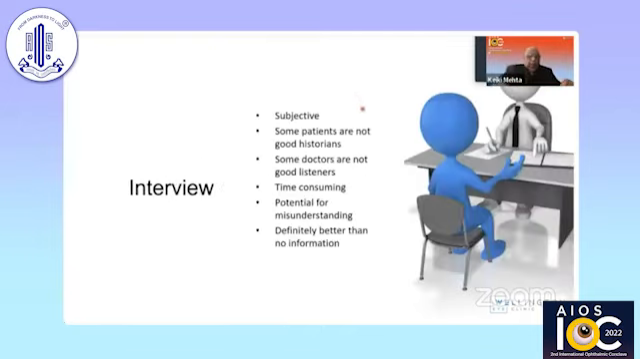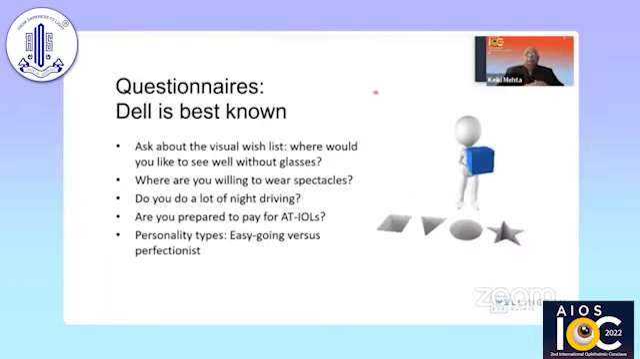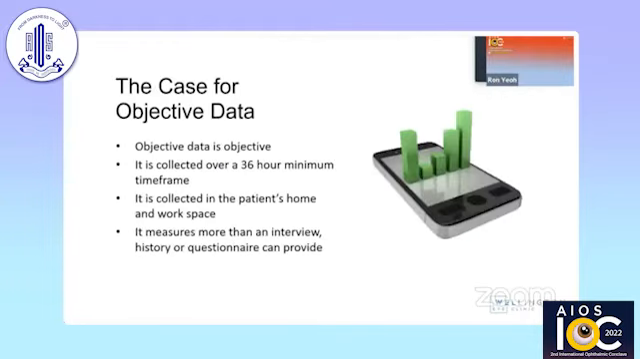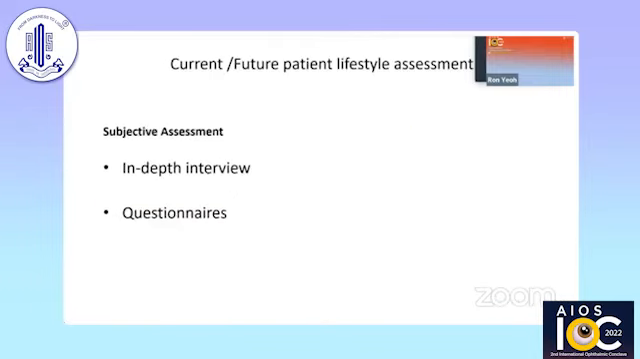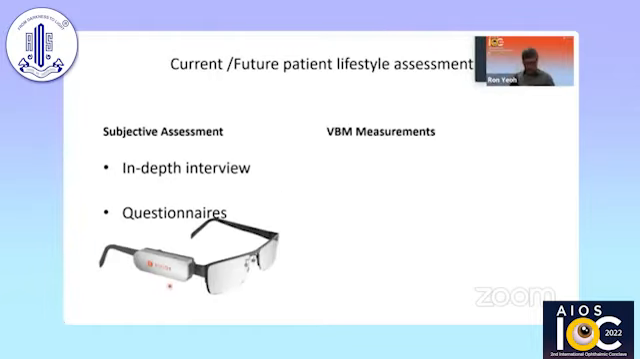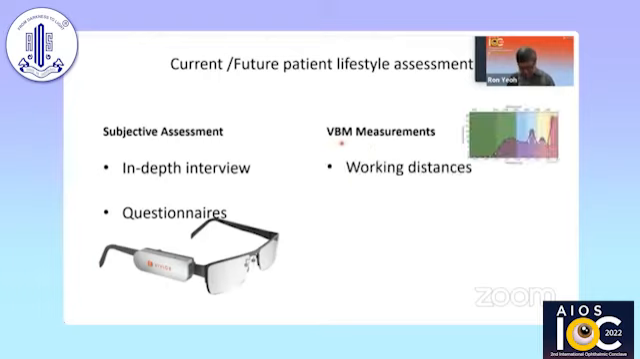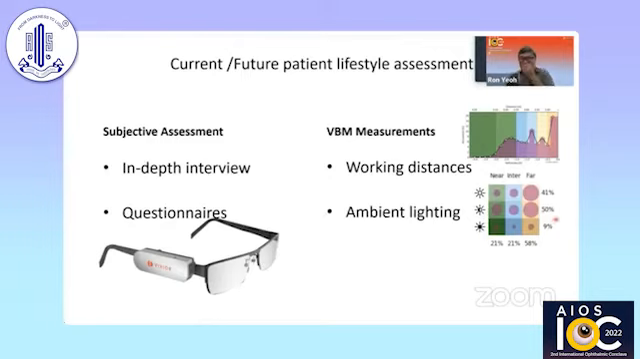The interview is tried and tested, but it's very subjective and open to misinterpretation. Questionnaires add some value, especially with regards to personality types. But objective data collected over 36 hours in the patient's home and workspace is more than any interview or questionnaire can provide. This works by replacing the subjective assessment with the use of a monitor worn in your spectacles that gives visual behavior monitor measurements, including a personal defocus curve with working distances, ambient lighting, and the head position of the patient.